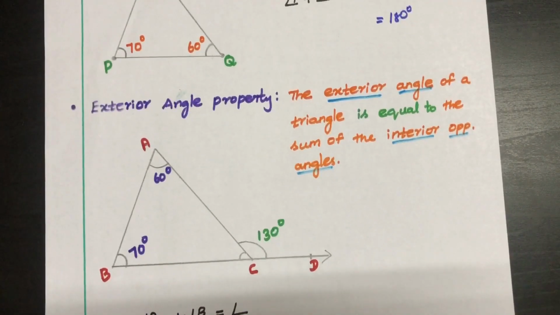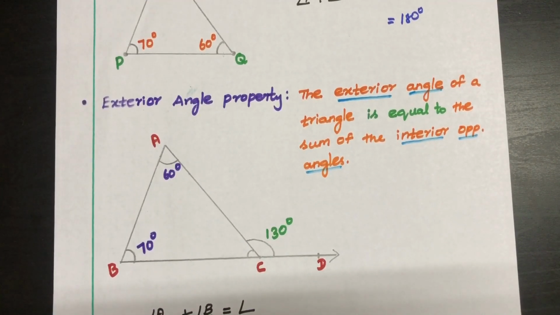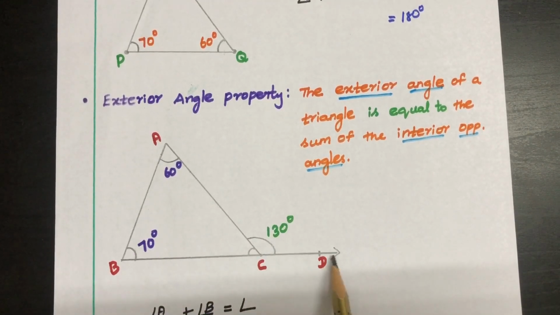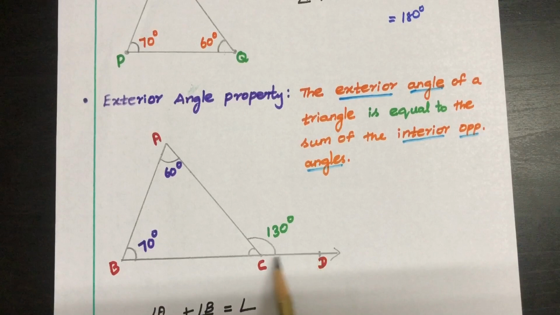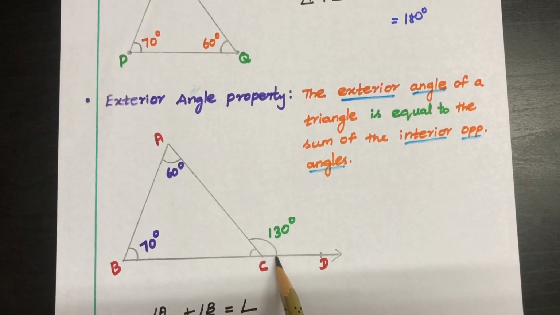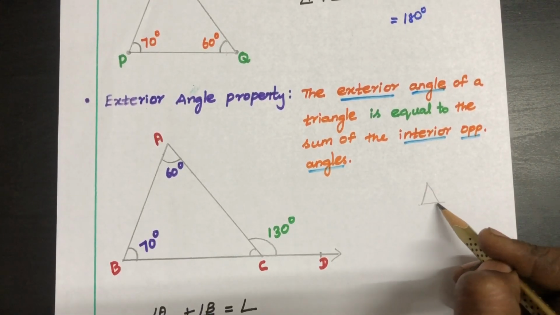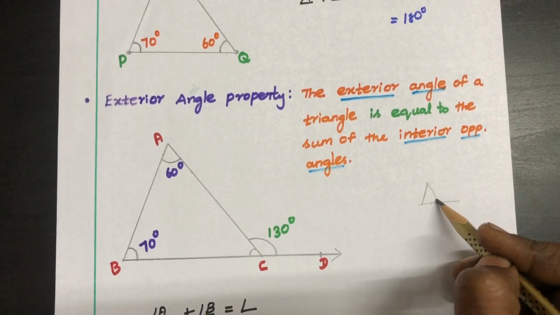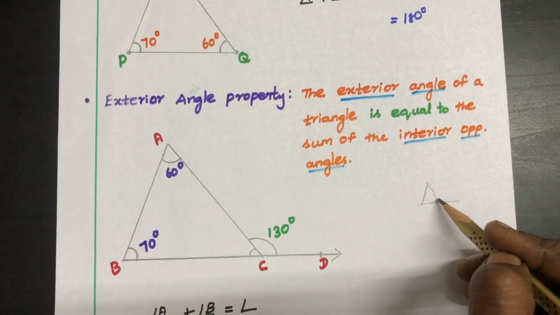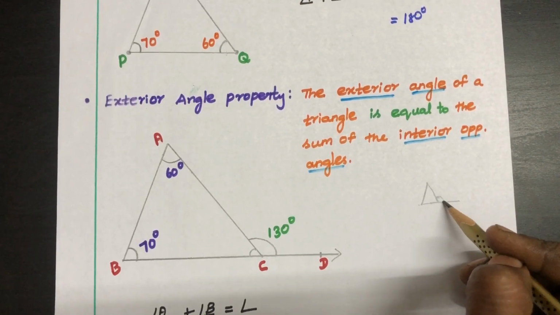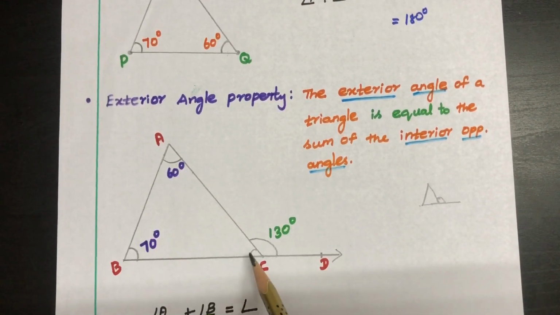Next, exterior angle property. See, if a triangle has been made, and you extend the line from any of the sides, again an angle will form, right? See here. If this is a triangle and you extend it like this, here also, whenever 2 sides meet, an angle will form. Obviously inside angles are there. So outside also an angle will form.